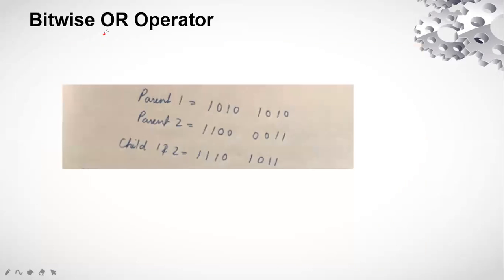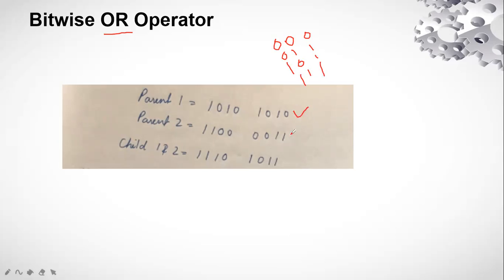Now we have the bitwise OR operator. Here we are going to apply the OR table. So for 0 0, what we used to get? We used to get 0. For 0 1, we used to get 1. For 1 0, we used to get again 1. And for 1 1 also, we used to get 1. So this table is applied to this.